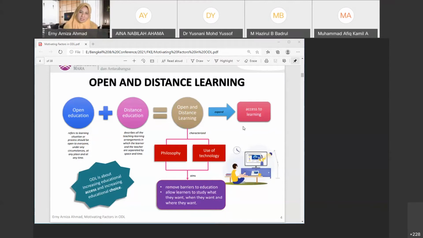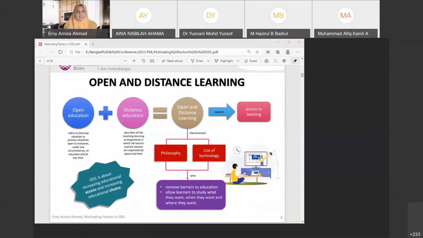So when we merge these two, kita gabungkan dua konsep ni sebab kita dapat open and distance learning. Maksudnya kita boleh belajar di mana sahaja, apa sahaja, dengan keadaan apa jua. So that is ODL, open and distance learning. So basically, first of all, kena betulkan balik konsep. Apa itu ODL? ODL refers to open and distance learning. It is the merging, the combination of two concepts of learning, which are open education or open learning, and also distance education or distance learning.